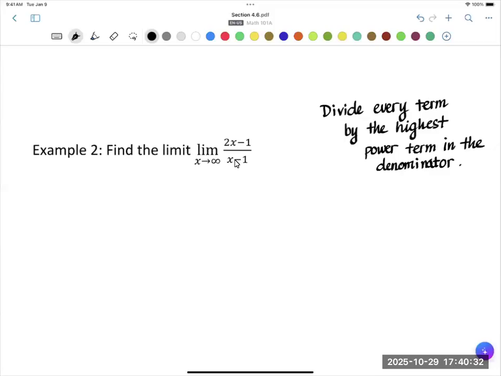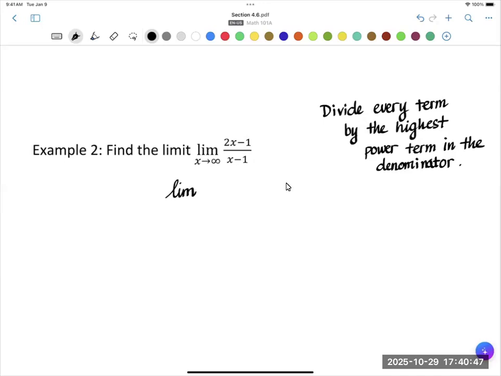So what does it mean to divide every single term by the highest power in the denominator? This is your denominator. So x is the term that has the highest power. One has the power of 0. So we're going to divide every single term by x.